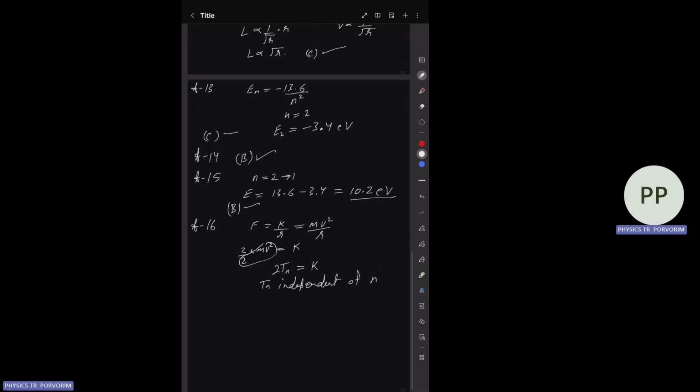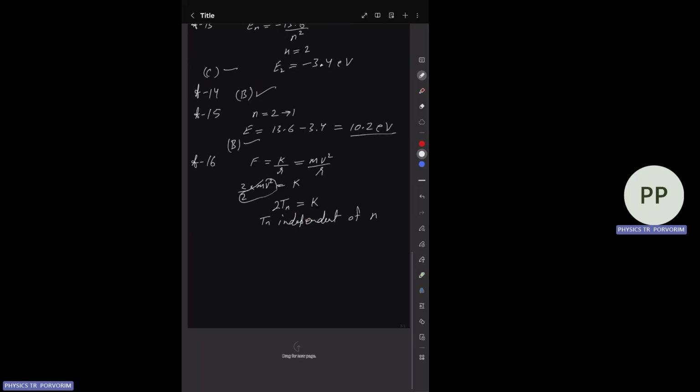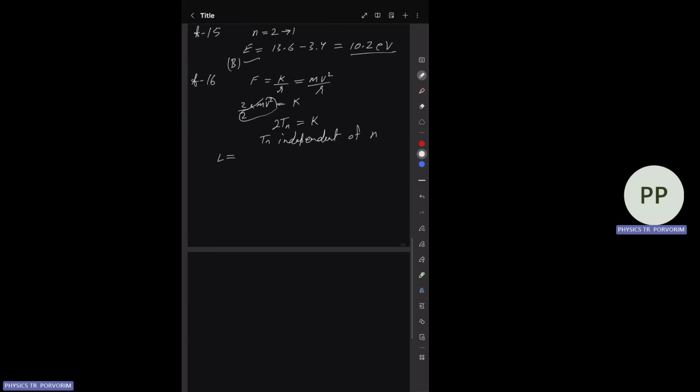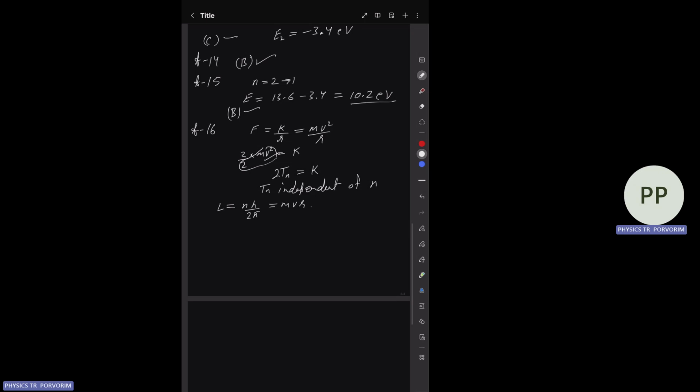Now the dependency of the radius on the quantum number. We know that angular momentum is given by nh by 2 pi, and that is also equal to mvr. In the above equation we can see that v does not depend on n, so we can say that r is directly proportional to n only. So option B will be correct: r depends on n, and T is independent of n.